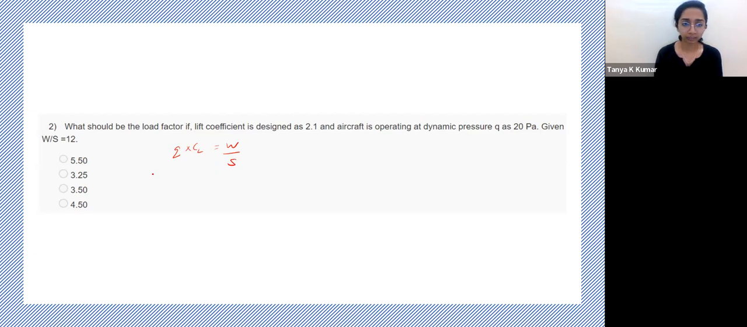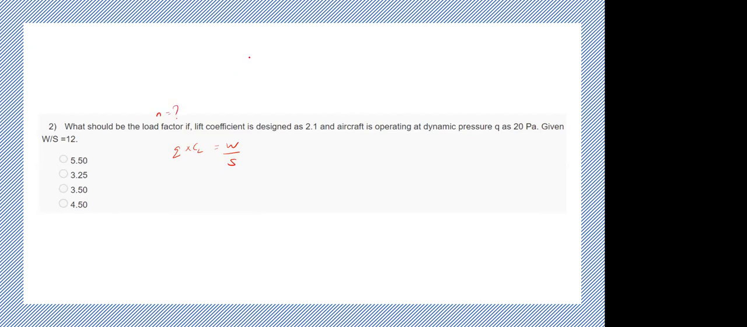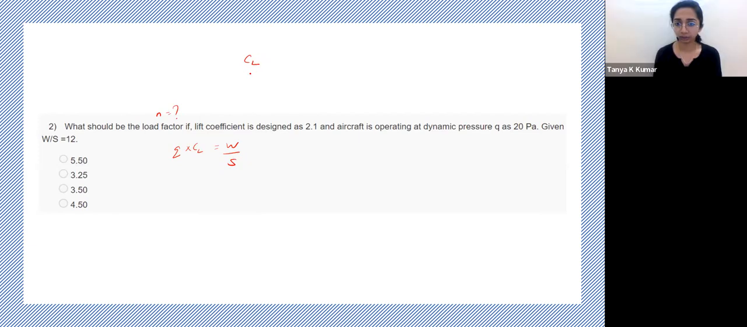And how do you, okay. So they've asked you to find out the load factor. Load factor is N times W. Okay, so CL is given to you and Q is given to you and W by S is given to you.